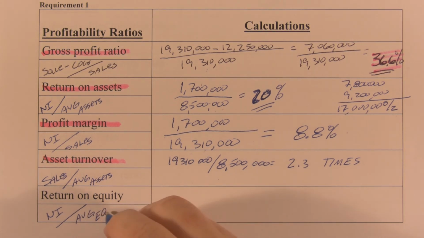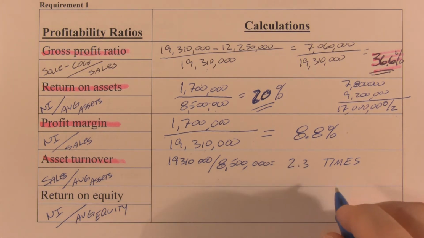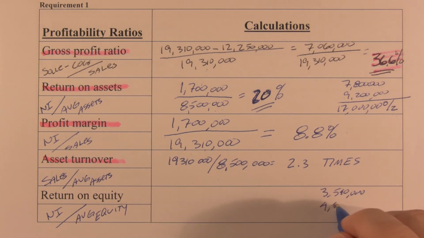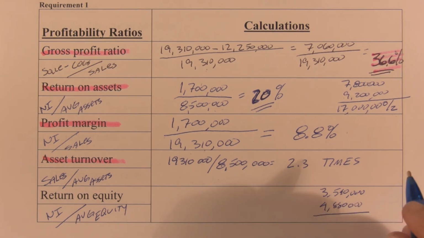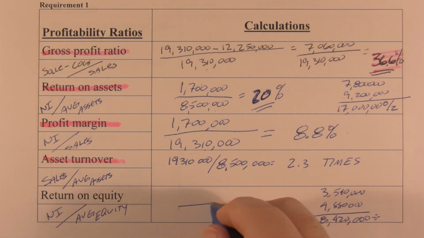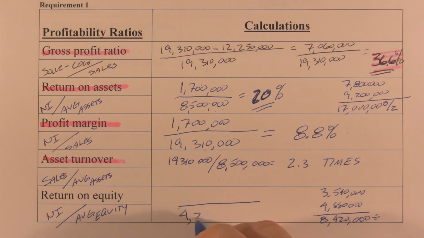Now in this problem, we only have common stock and retained earnings. So we take our beginning common stock and retained earnings, 3,540,000. We take our ending common stock and retained earnings, 4,880,000. We add those together, we come up with 8,420,000. We'll divide that by 2, and our average equity is $4,210,000.